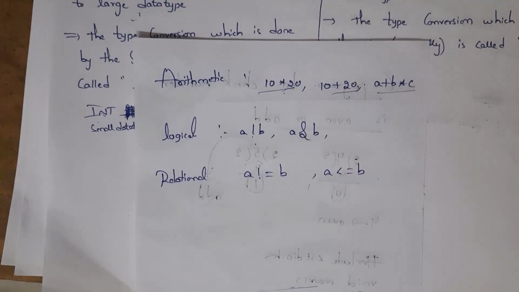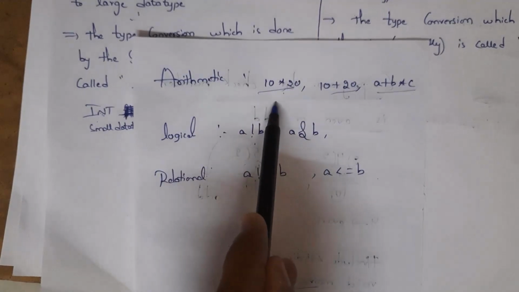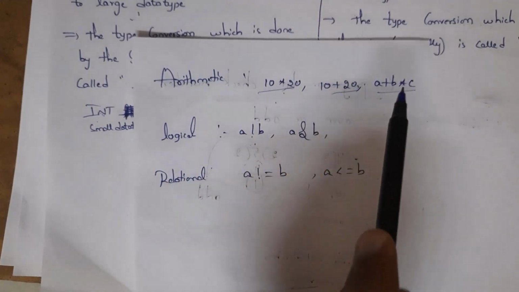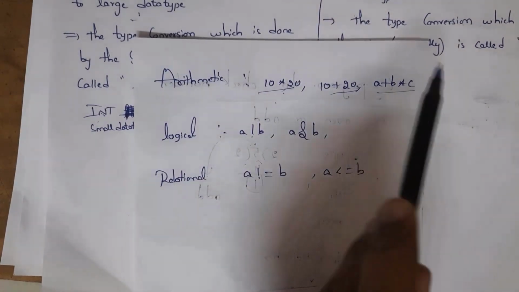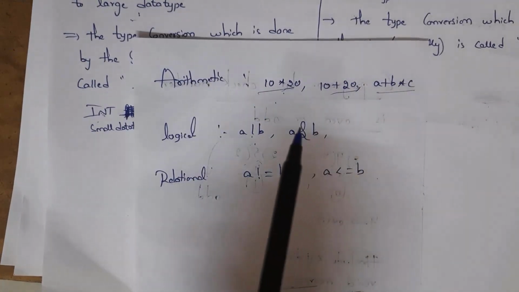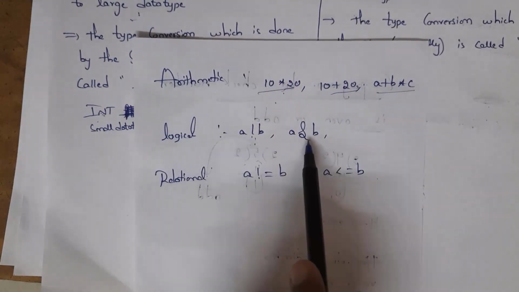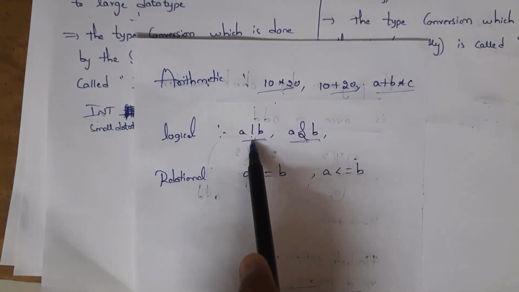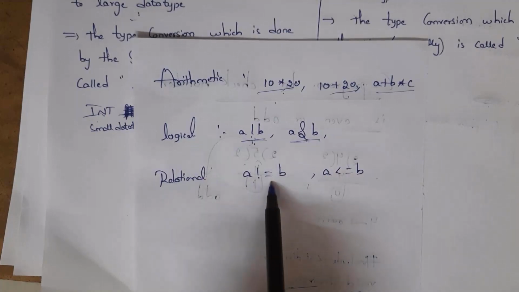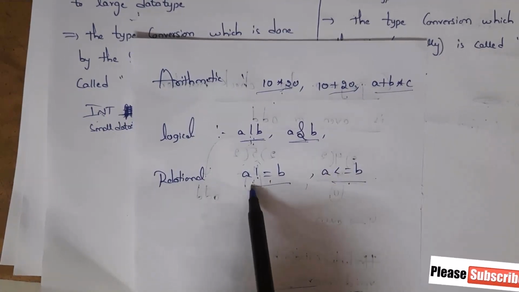There are various types of expressions. These are the examples of arithmetic expressions like 10 into 20, 10 plus 20, a plus b into c. All these are examples of arithmetic expression. Next, examples of logical expressions. They are a or b, a and b. These both are examples of logical expression. And next, a not equal to b, a less than or equal to b. These are the examples of relational expression.